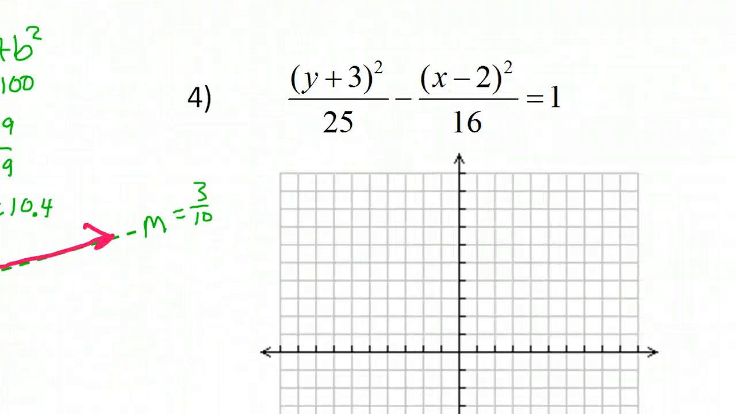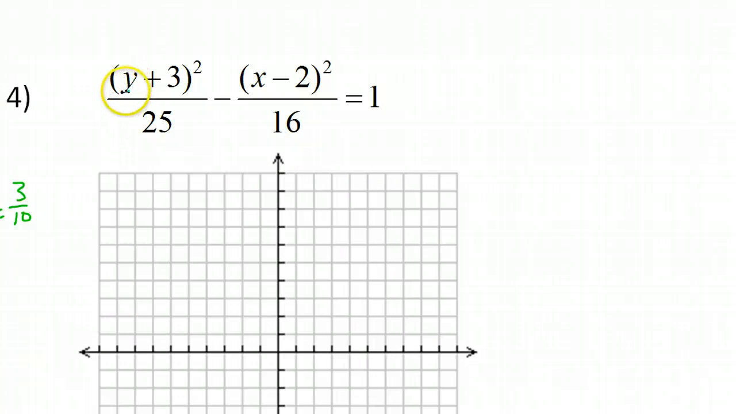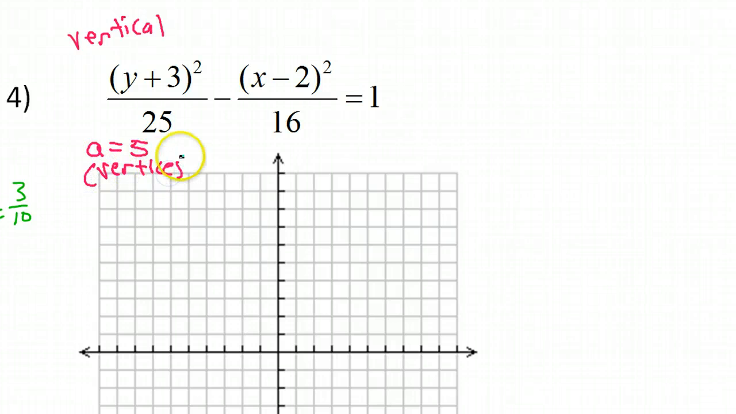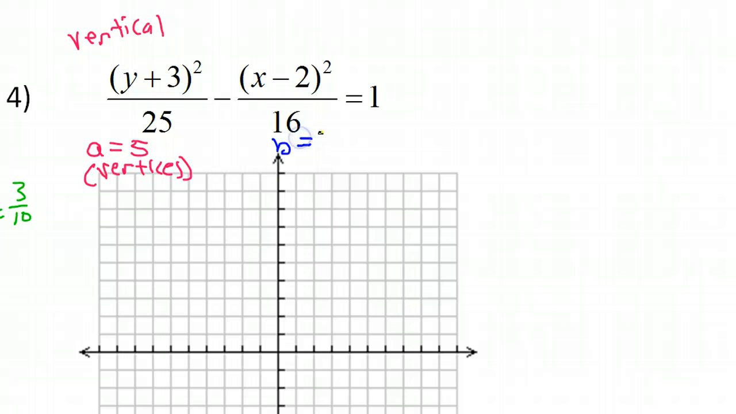Okay, let's take a look at number 4. The y term is the positive one, so right away that tells me that this is again going to be vertical. My a value is going to be 5, and that's where I get my vertices from. My b value is going to be 4, and that's where I get my co-vertices.